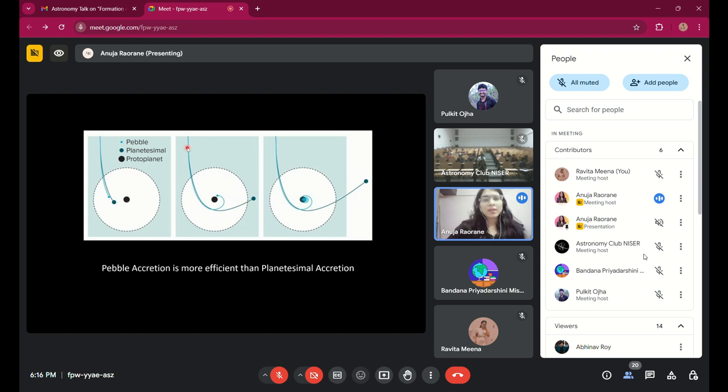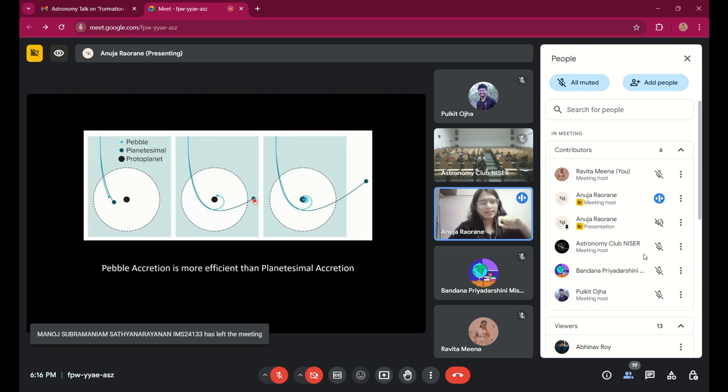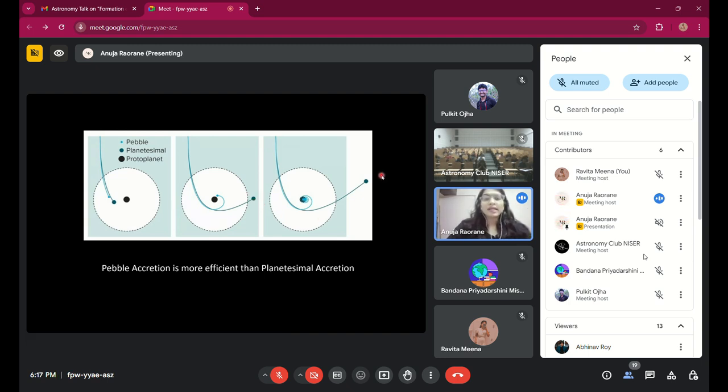So when pebbles and planetesimals enter the Hill radius of the central object, it's easier for the pebble to get accreted onto the planet because it's very small, and because it's very small, the mass is very small. But the planetesimal, because it has a bigger size and has a higher inertia, doesn't get accreted. Hence pebble accretion is proven to be more efficient than planetesimal accretion.